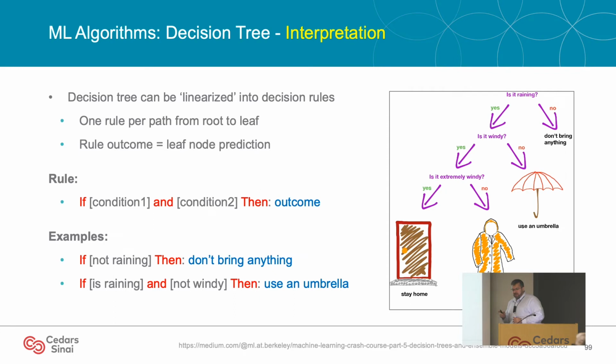Interpretation. I want to mention this plus for decision trees. I mentioned earlier on, there are very few machine learning algorithms out there that are truly interpretable, that you really can understand how the decisions are made. And this is one of them.